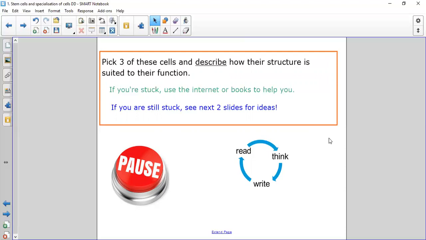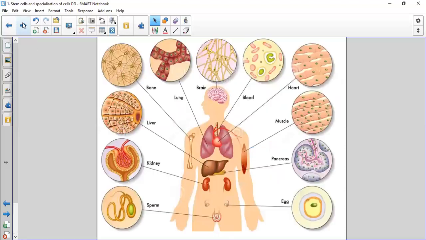What is it about the structure, the shape, the design of a sperm cell that makes it good at its job, makes it suited to its function? Okay, again, if you're confident, pause now. If not, then just keep watching.